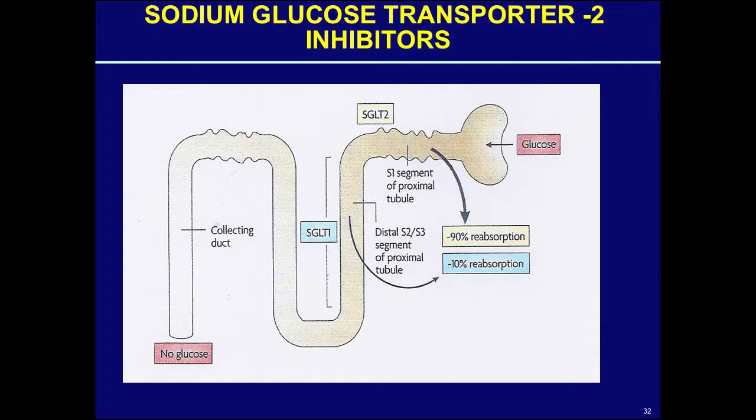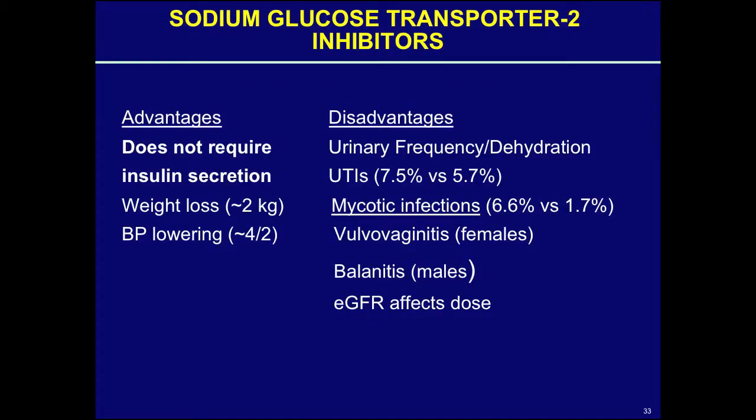However, drugs have been developed that inhibit that enzyme, so that people taking the drug lose a lot of glucose in their urine. The advantage of that, and I think this is a very marked advantage, is that all the other drugs I've talked about required insulin secretion to work. This one does not. It works without the pancreas needing to secrete insulin. You get some weight loss, and you get some blood pressure lowering because of it.